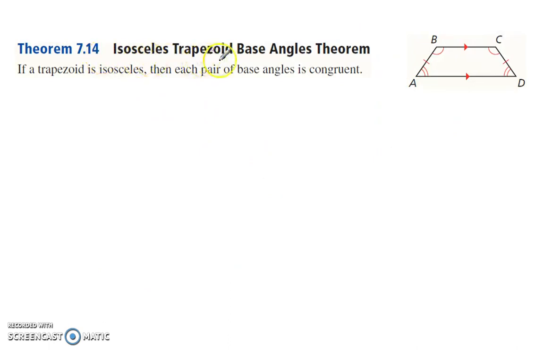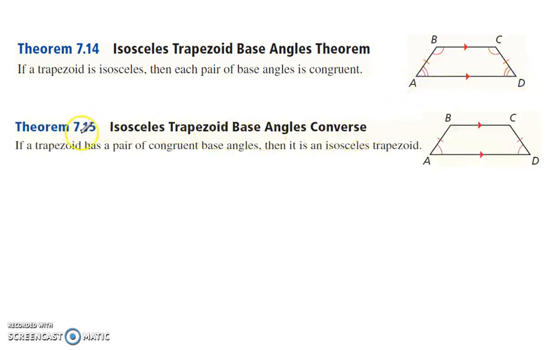In an isosceles trapezoid, the base angles are congruent. So each pair of base angles is congruent. Not all of them together, but each pair. So within that side, these two to each other, and these two base angles right here. And then the converse of that is, if a trapezoid has a pair of congruent base angles, then it is isosceles.